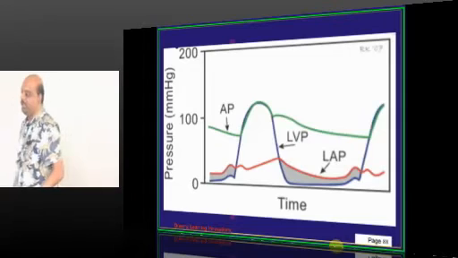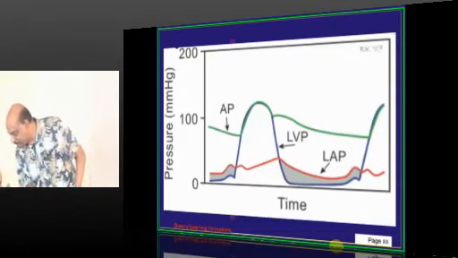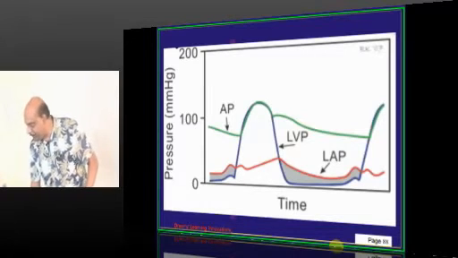Some of you are going to be top interventional cardiologists within a short period of time.